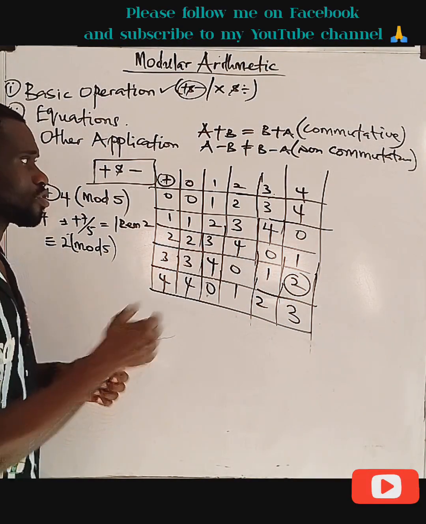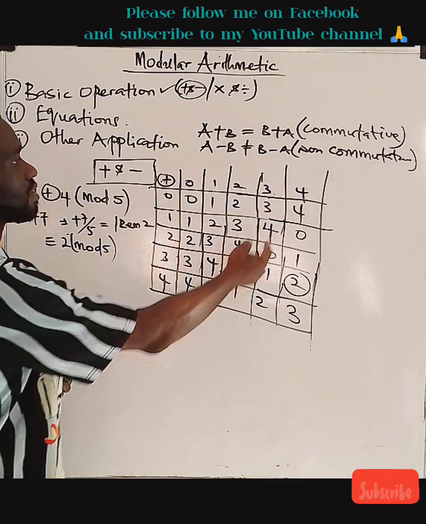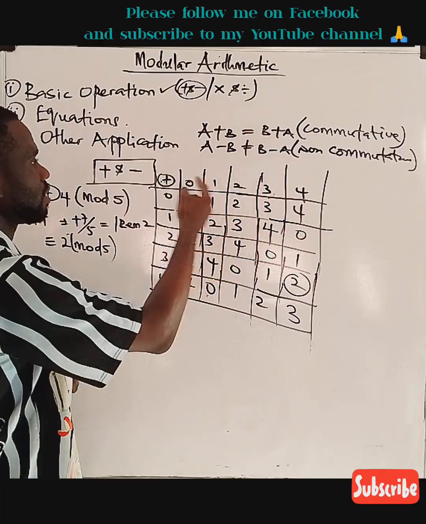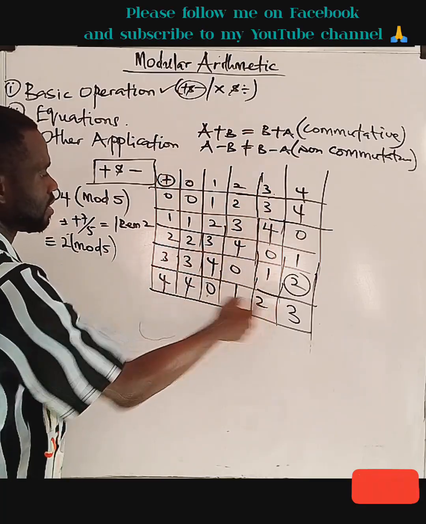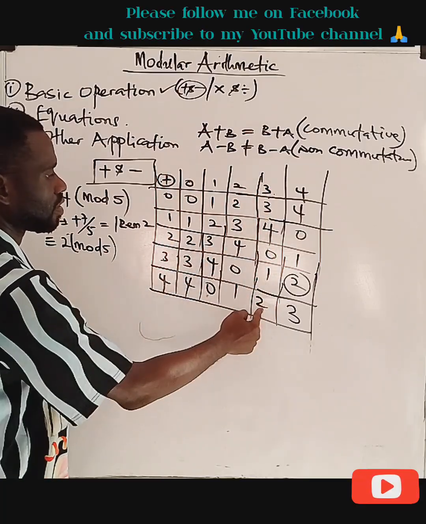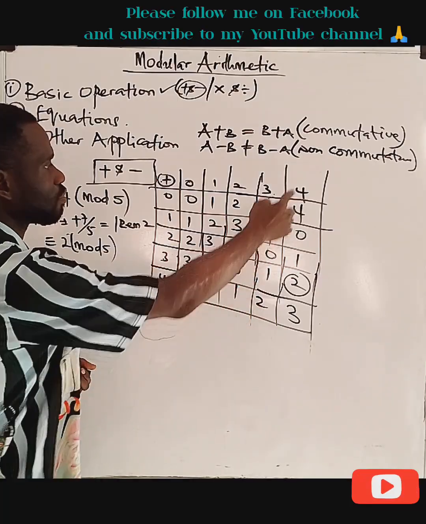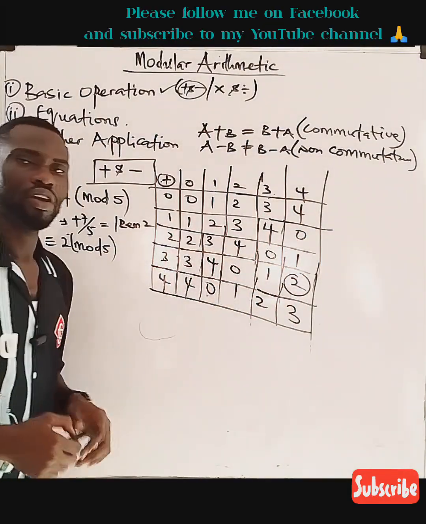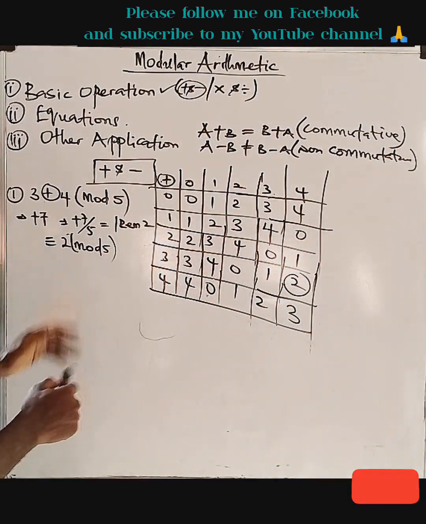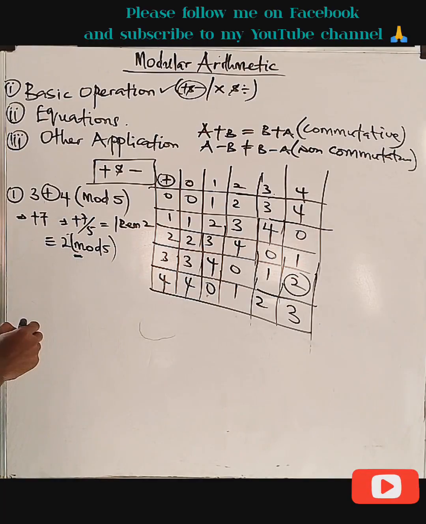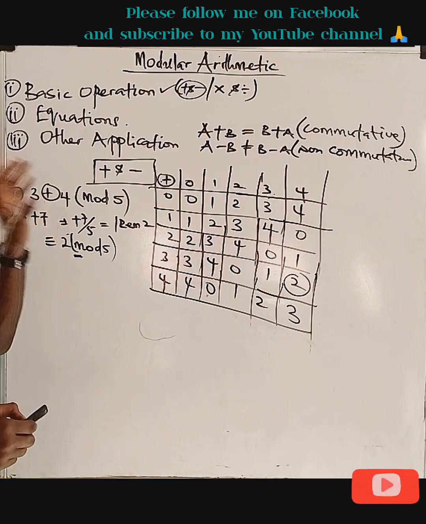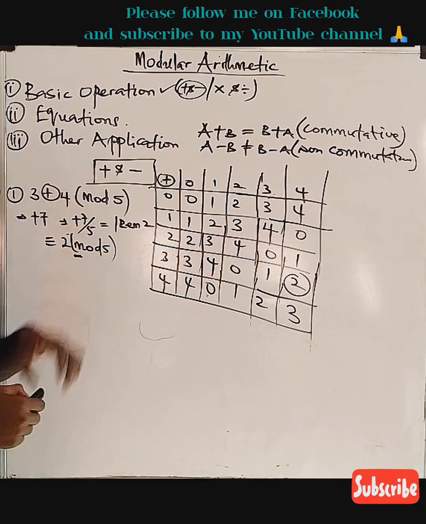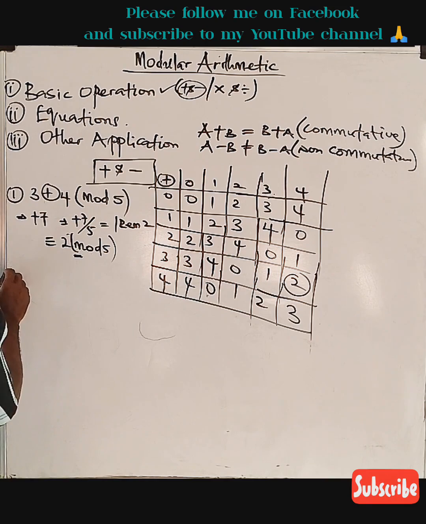As simple as that. You can also go this way. 4 plus 3 is the same thing as 3 plus 4, which is also 2. Even 4 plus 3, when you look at it, is also 2. So whichever way you go about it, you're going to get the same result. So that is that for the addition operation under modular arithmetic. So quickly, let's look at the subtraction operation.